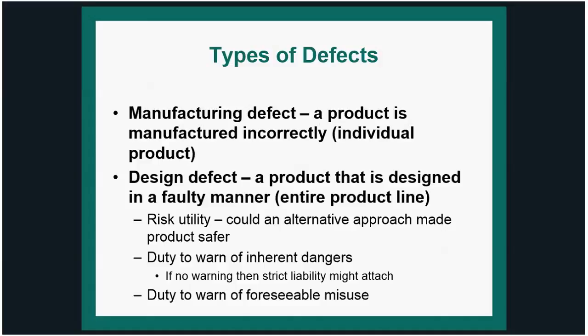There's a duty to warn of inherent dangers. If there's no warning, then strict liability may attach, and there's a duty to warn of foreseeable misuse. If we foresee people using this product in a way that it wasn't intended, we need to warn people of that. For instance, we see a lot of toy football helmets being sold, and the warning says not to use this helmet to actually play football. It's foreseeable that a toy helmet bought at a retail store would be used in an actual game. These toy helmets are not fitted properly, and their pounds per square inch protection isn't at an acceptable level, yet it's foreseeable that somebody would do that, so we need to warn of that misuse.